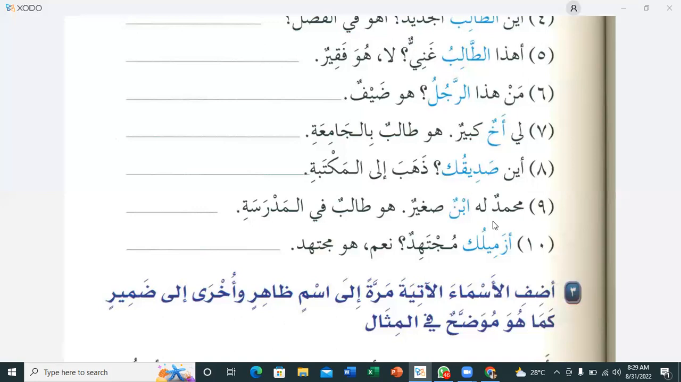And the last sentence of this exercise is: azamiluka mujtahidun? Naam, huwa mujtahidun. You tell me the plural form of this sentence. Meaning is, is your classmate hardworking? Yes, he is hardworking. Zumalauka mujtahidun? Naam, hum mujtahidun. Very good, mashallah.